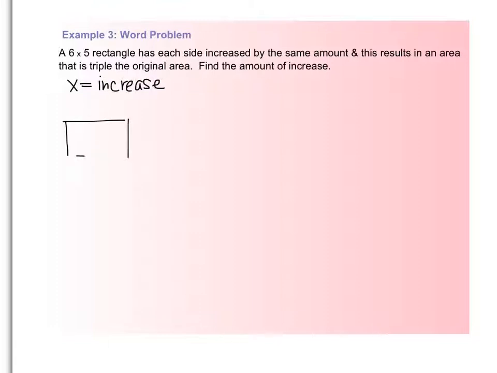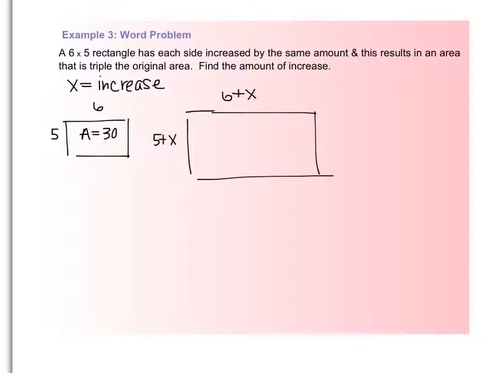Originally we have a 6 by 5 rectangle. I know that has an area of 30 just by doing length times width. So it says you take this rectangle and you increase each side by the same amount. So I'm going to increase the 6 side by x, and I'm also going to increase 5 by x. So there's our new rectangle. The problem told us that the new area is triple the original area. So triple of 30 is 90. Now I can write a quadratic equation because I know area is length times width. I know the area of this rectangle, and I have an expression for the length and width.